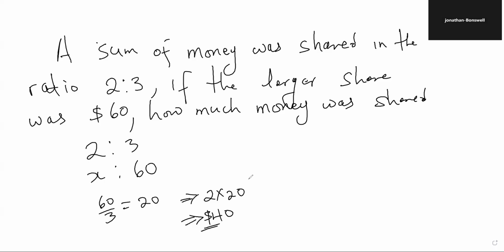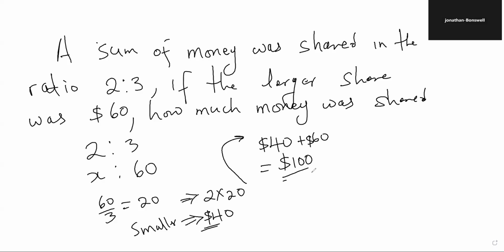But sir, here's the problem. Some persons would end up with that as the answer. You know why? Because they do not understand the question. So you would not end there, sir. Since you get the two shares, you're going to add them up. You add the smaller share plus the larger share, which is $40 plus $60, and that would give you $100. So my final answer is $100, sir.